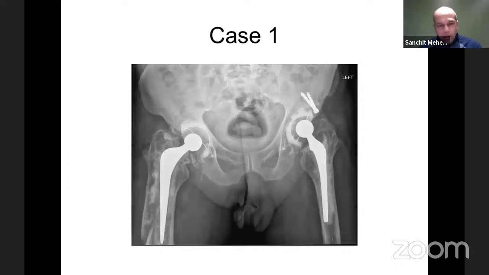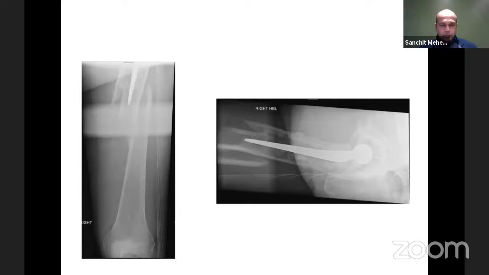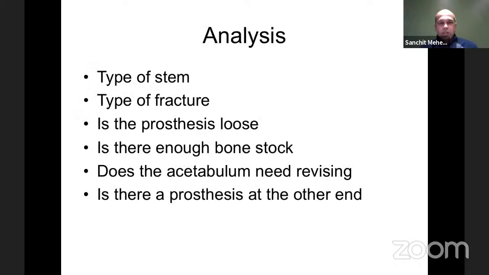So we'll try and tease this through with some cases. Here is a case of a periprosthetic fracture in a revision scenario where in the past impaction grafting has been done. That's the AP view, and that's the rest of the femur. When confronted with this sort of scenario, these are the questions that I go through.